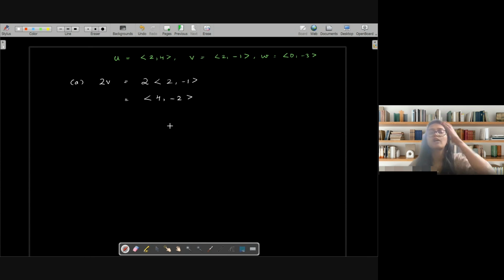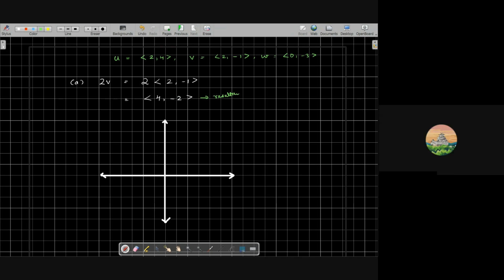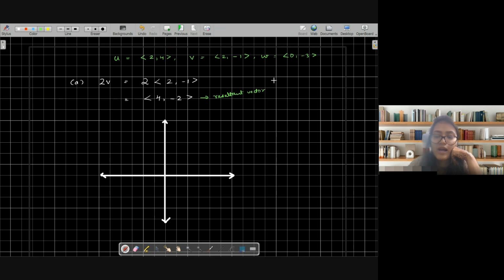Now you just have to show it graphically. When you show it graphically, you have to show the original vector as well as the resultant vector. Whenever we do any operation, the final answer that we get is called the resultant vector. Whether you're adding, subtracting or multiplying, the final vector is called the resultant vector. Whenever you sketch the graph, you show the original vector and also the resultant vector.